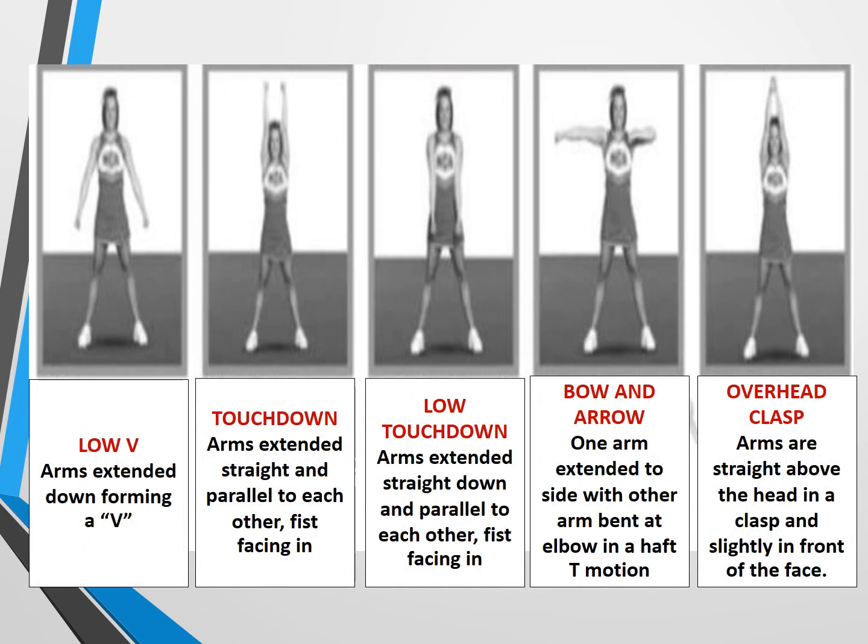Low V: arms extended down, forming a V. Touchdown: arms extended straight and parallel to each other, fists facing in. Low touchdown: arms extended straight down and parallel to each other, fists facing in. Bow and arrow: one arm extended to the side with the other arm bent at the elbow in a half V motion. Overhead clasp: arms are straight above the head in a clasp and slightly in front of the face.